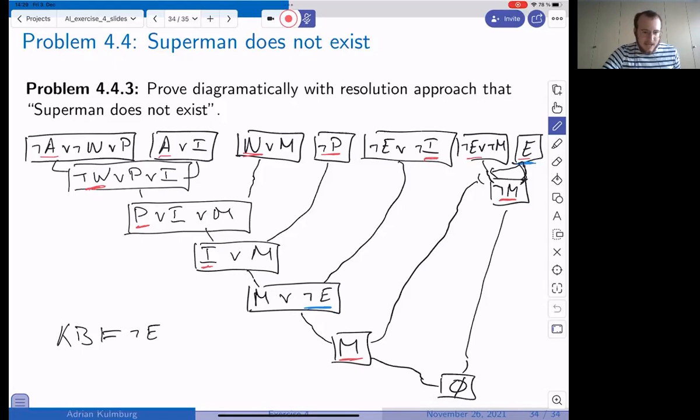But when we combine M with not M, we end up with not E. I mean, no, if we combine this thing with this thing, then the two cancel and there's nothing left. It's just the empty clause.